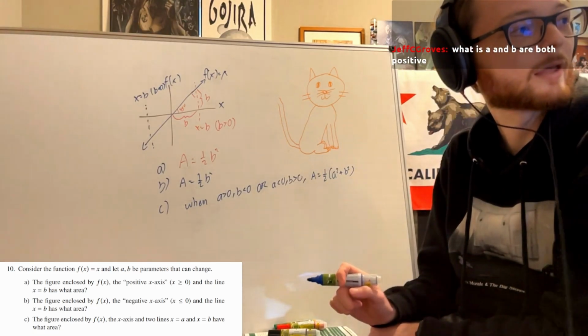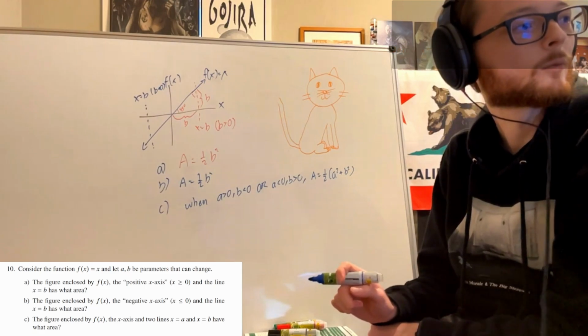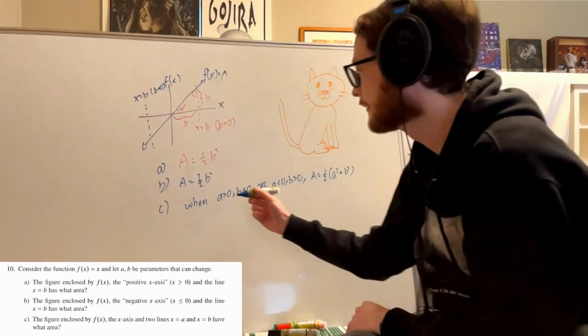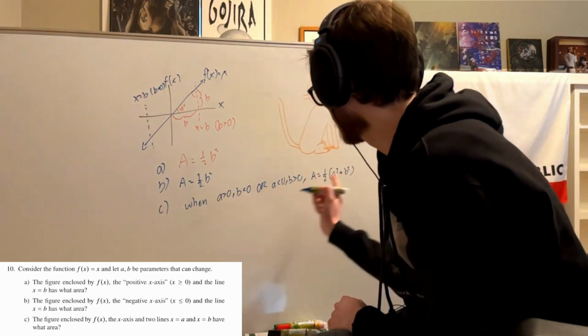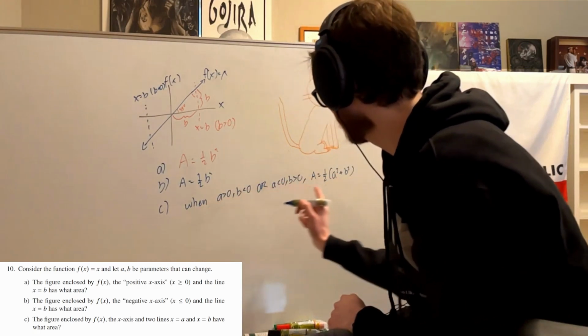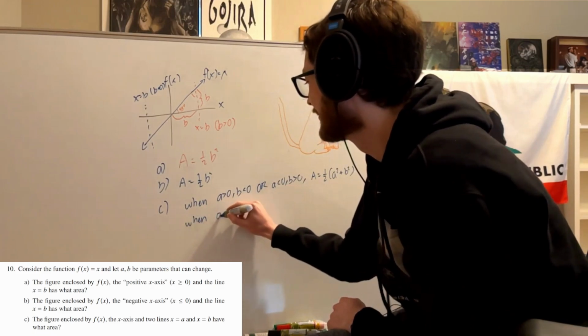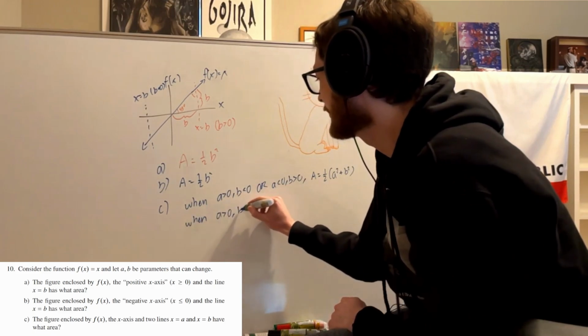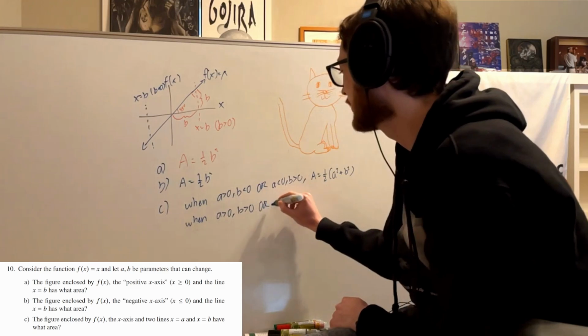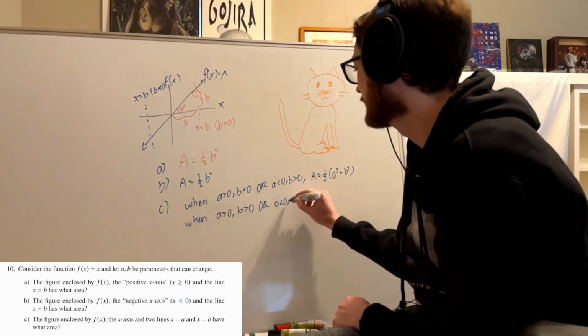And then let's look at the case where they're both positive or both negative. And we might get the same formula back out. Actually, I think we might get the same formula. When a is greater than 0, b is greater than 0, or a is less than 0, b is less than 0.